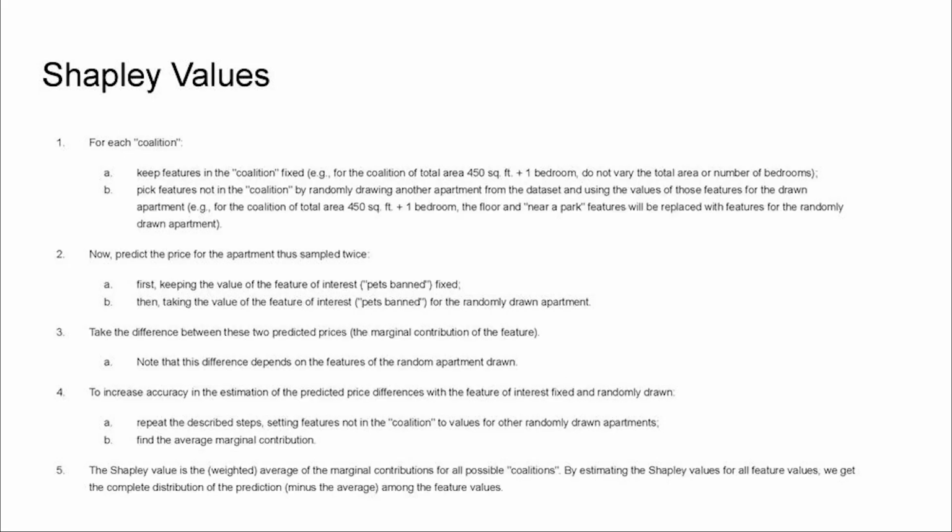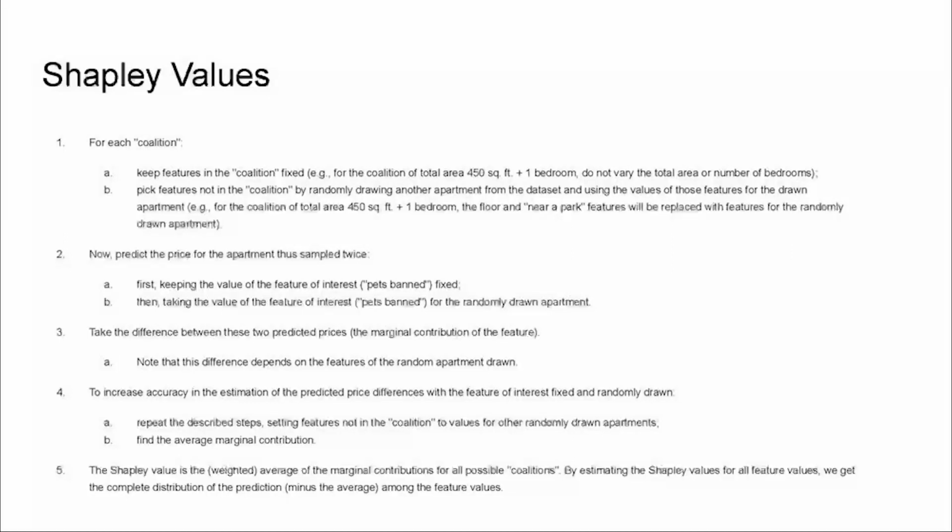1. For each coalition, keep features in the coalition fixed. Pick features not in the coalition by randomly drawing another apartment from the dataset and using the values of those features for the drawn apartment. 2. Now predict the price for the apartment thus sampled twice. First, keeping the value of the feature of interest, pets banned, fixed, then taking the value of the feature of interest, pets banned, for the randomly drawn apartment.